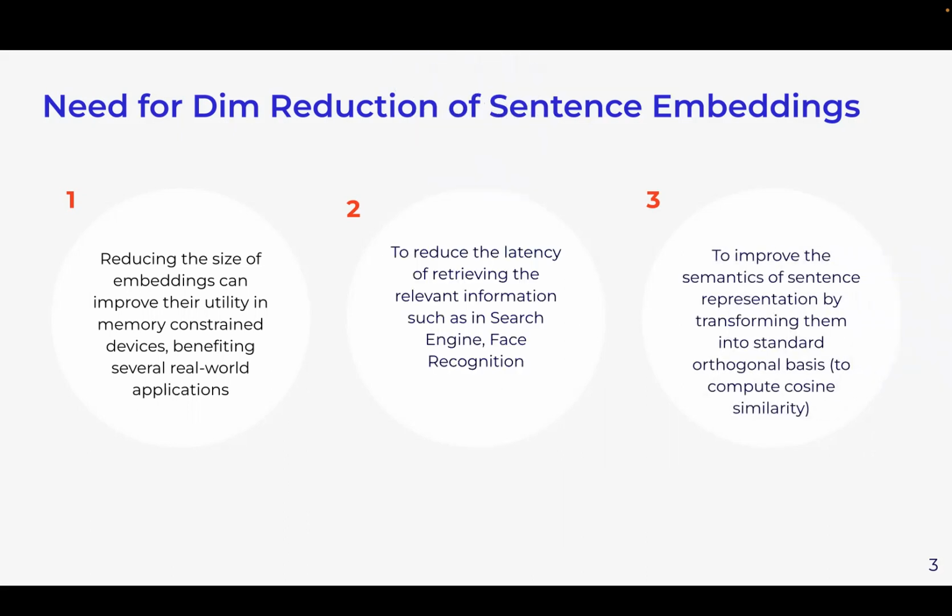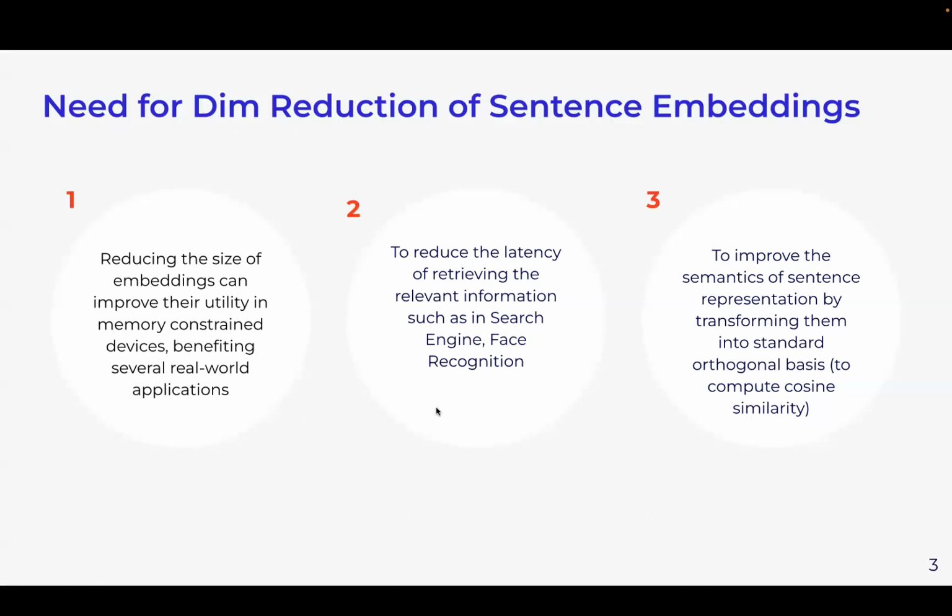Apart from that, this will reduce the latency of retrieving the relevant information, such as search engine and even face recognition. So even in face recognition, we try to capture the image and try to match if a particular individual is already present in the records of the backend. Only then we try to give the access to a particular person. So even in these kind of image similarity based techniques, we try to reduce the image representations which we want to store in the backend databases.